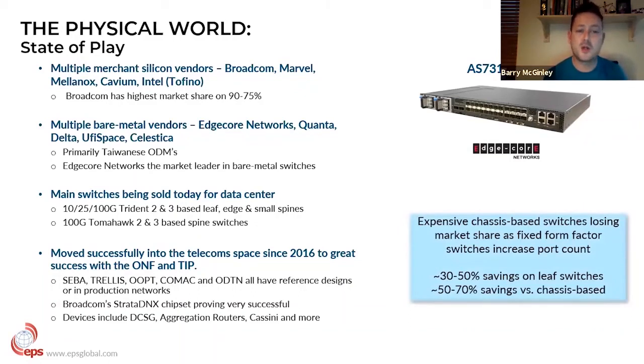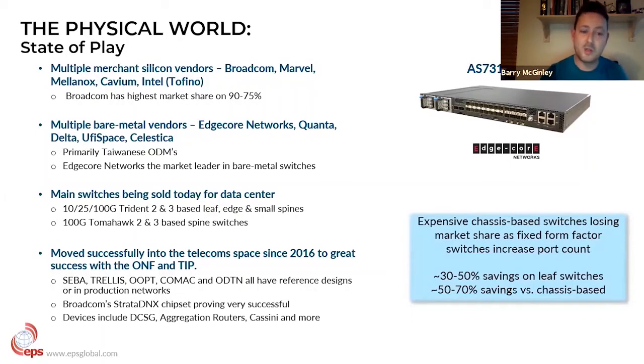And then on the switch side for data centers, 10, 25, 100 gig, Trident 2 and 3, they're from Broadcom. And then 100 gig and 400 gig Tomahawk 2 and 3, again, Broadcom chipset. And then since 2016, there's been a very successful move hardware-wise into that telecom space. So there's some of the projects, SIBA, Trellis, OOPT, which I'm going to look at very briefly in a second. And this has all kind of been possible because of Broadcom's StrataDNX chipset. So within that, you have Qumran AX, MX, Jericho 1 and 2, Ramon, and so on.